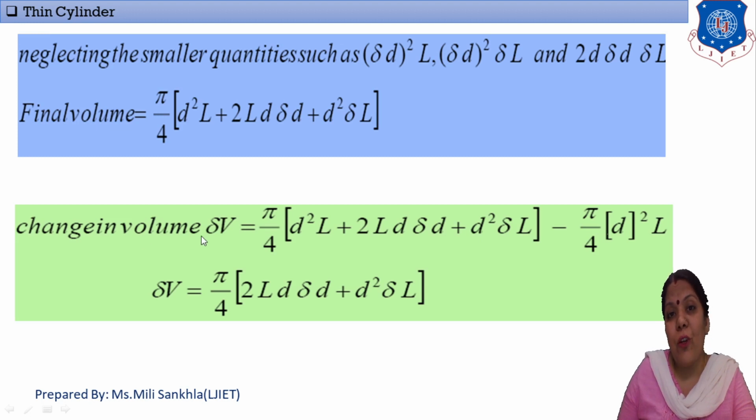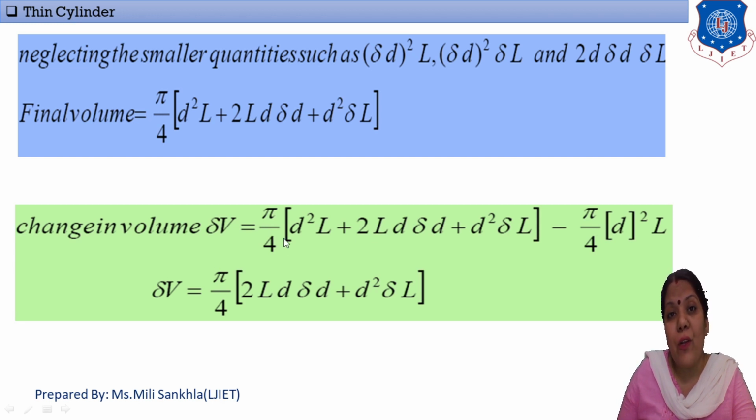What is change in volume? Change in volume is equal to final volume minus our original volume. This is the first step of the derivation that we already just learned. Change in volume is equal to final volume minus original volume.